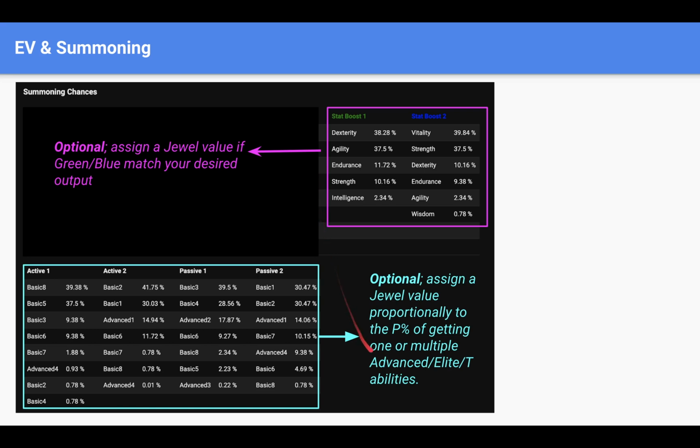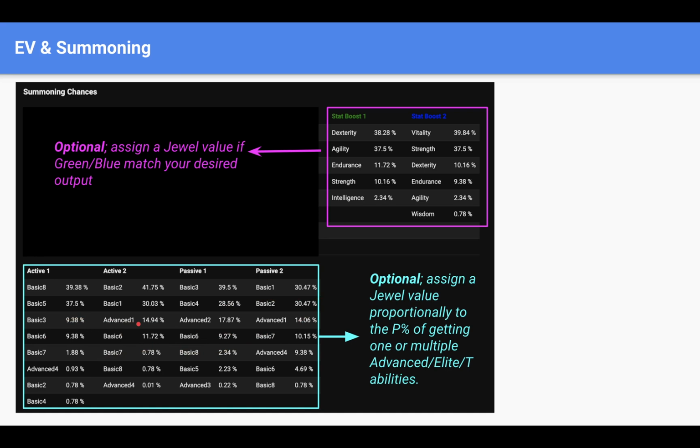And the same goes for the active ones, like assign a dual value proportionally to the percentage of getting one or multiple advanced, elite, or transcendent abilities, right? So here you have 14% chance, 17% chance, and 23% chance. Just ignore the 1% here. But basically then it's like, okay, what is the percentage chance of me getting all 3? What's the percentage chance of me getting just 1? And then basically assigning a dual value for yourself.